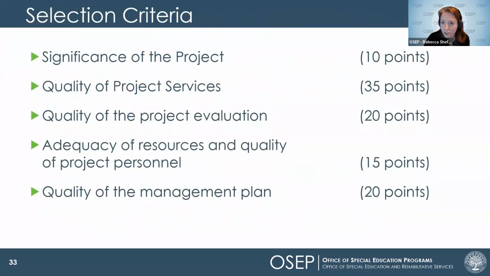The external reviewers will judge and score the quality of the application using selection criteria. Each application can receive up to a total of 100 points. As I mentioned in the previous slides, the significance of the project can be scored up to 10 points. Quality of project services up to 35 points. Quality of the project evaluation up to 20 points. Adequacy of resources and quality of project personnel up to 15 points, and quality of the management plan up to 20 points. The application package contains more details about the narrative requirements and selection criteria. Applicants are strongly encouraged to read these carefully when preparing the application narrative.